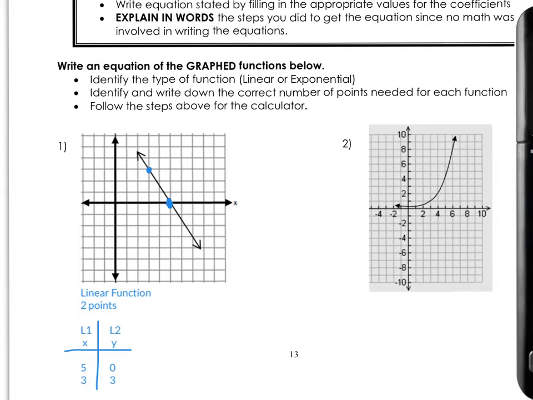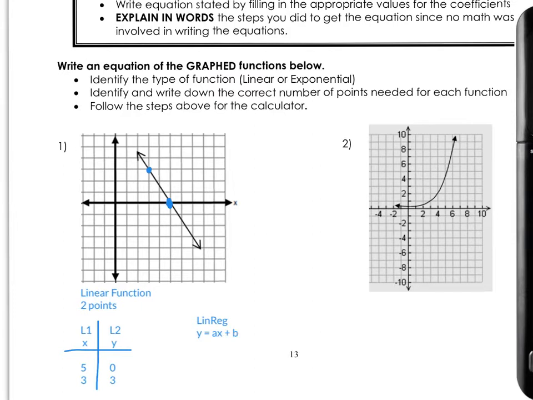So like I said, my points there were 5, 0, so that's why I plugged that in with the x value 5, y value 0, and then 3, 3. So now that I plugged those in, I'm going to go to my calculator and we're going to do the linear regression. What I usually do is I write down all that information, LinReg, and then I write down the y equals ax plus b, so I know that I'm getting the linear regression equation from the calculator.